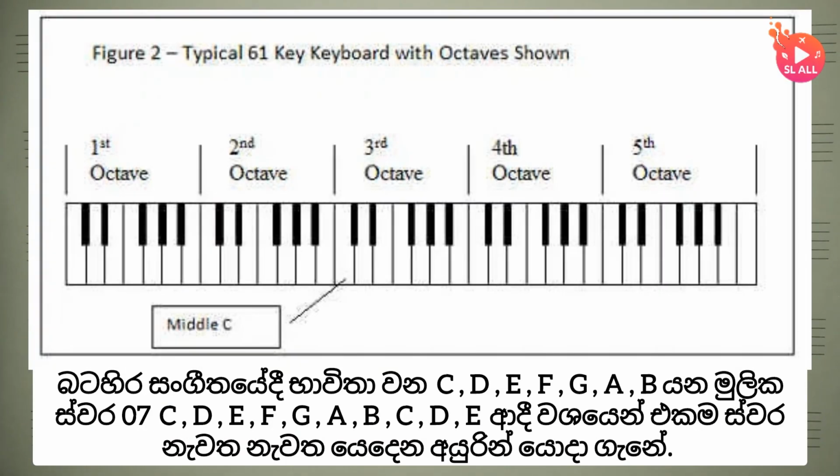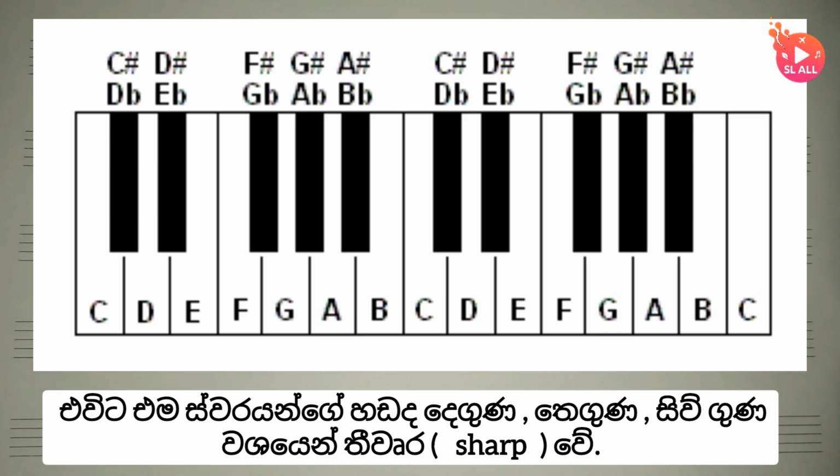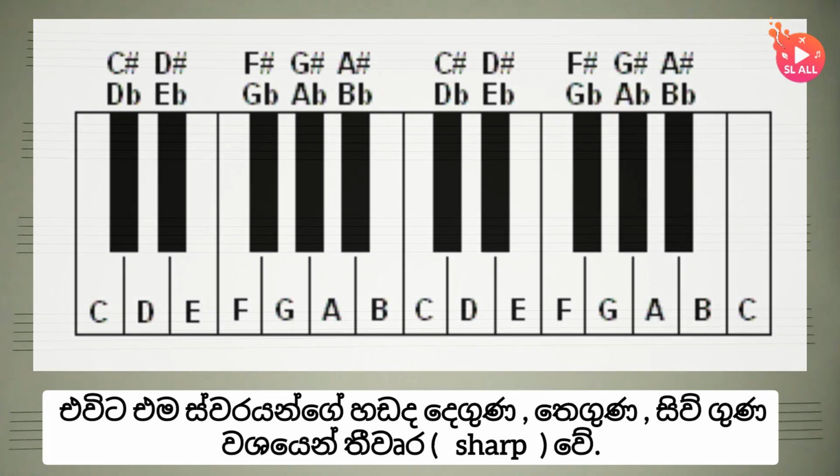In Western music, the 7 basic notes C, D, E, F, G, A, B repeat continuously. For example, C, D, E, F, G, A, B, C, D, E, and so on. Each time the sequence repeats, the pitch of the note becomes higher. That is, it increases 2-fold, 3-fold, or 4-fold, creating higher, sharper tones.